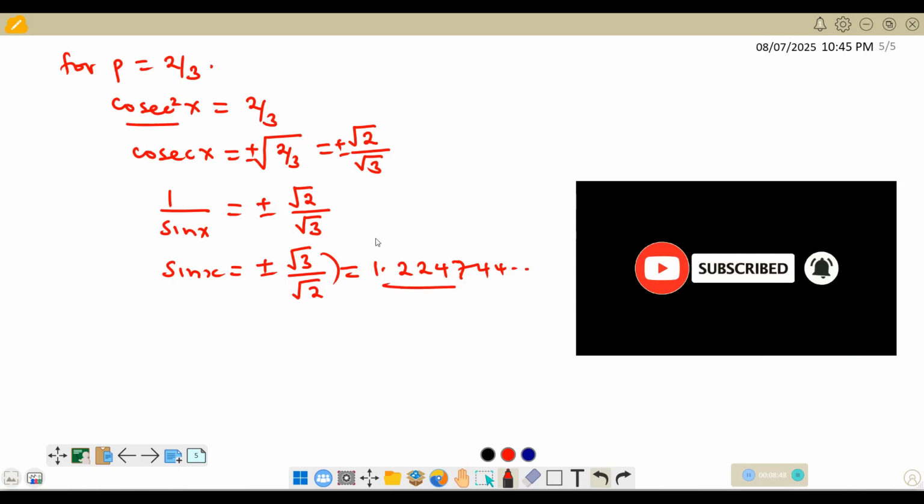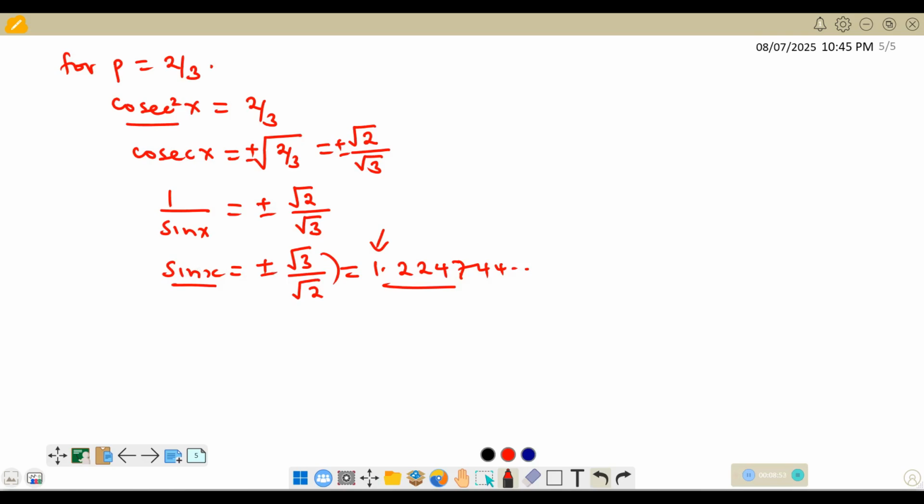So this value is greater than 1, and you know that the maximum and minimum values for sine are 1 and -1 respectively. So this is the maximum value, this is the minimum value. So any value that is less than this and greater than this will be undefined, sine will be undefined. So for this case, x here will be undefined.